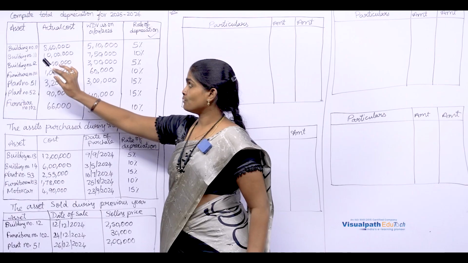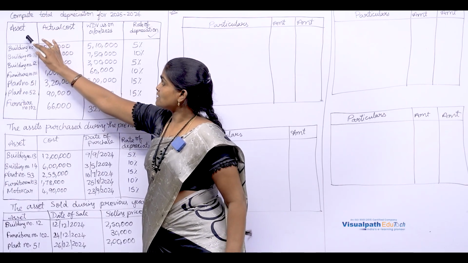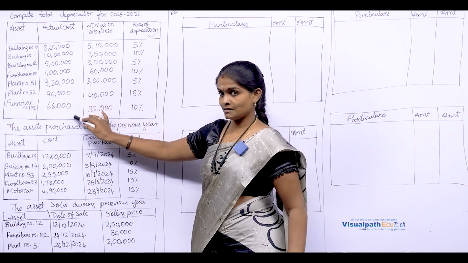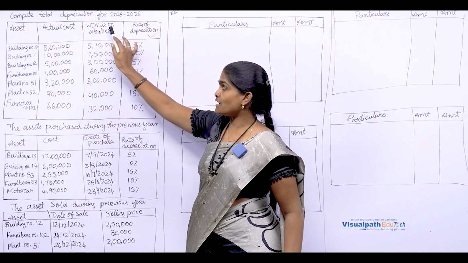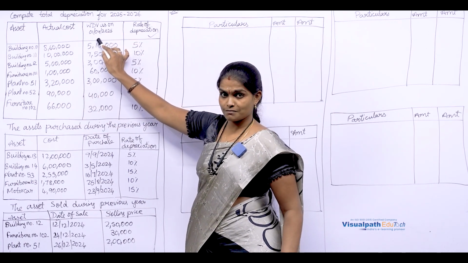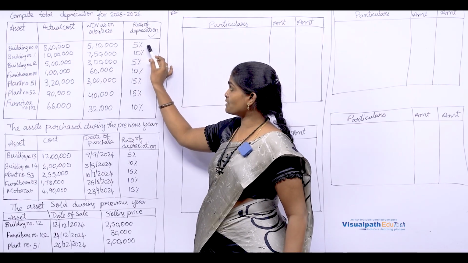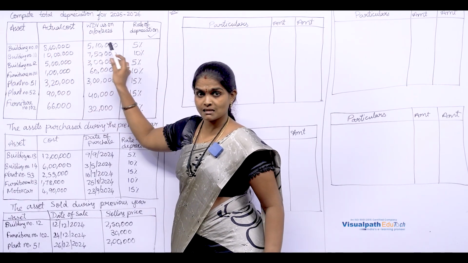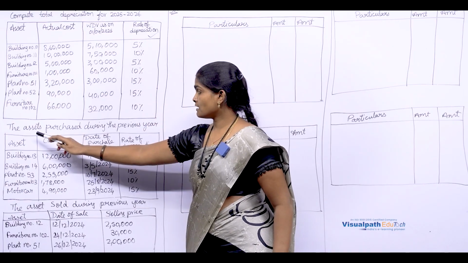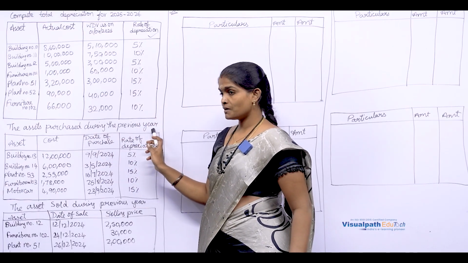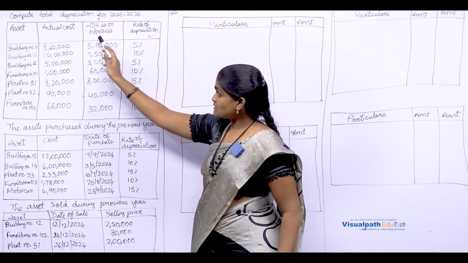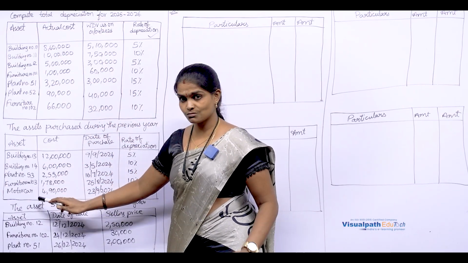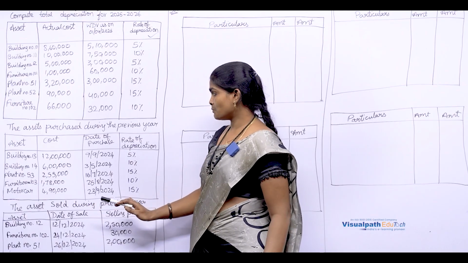Okay. Now what all are given? These all are the asset details of asset, actual cost of asset, and written down value as on 1st April 2025 is given. Then rate of depreciation for each block of asset, each type of asset is given. Clear? Then the asset purchased during the previous year. So these all are existing assets, and these are the new assets which are being purchased during the previous year.